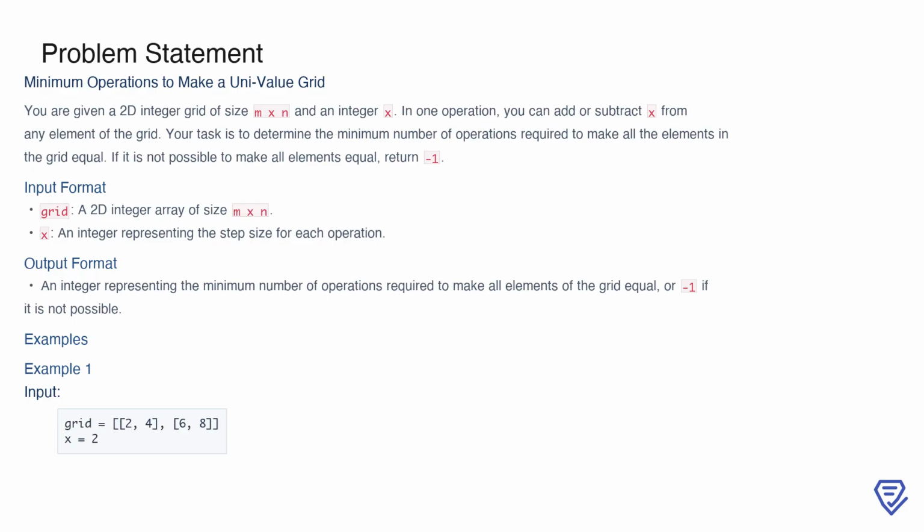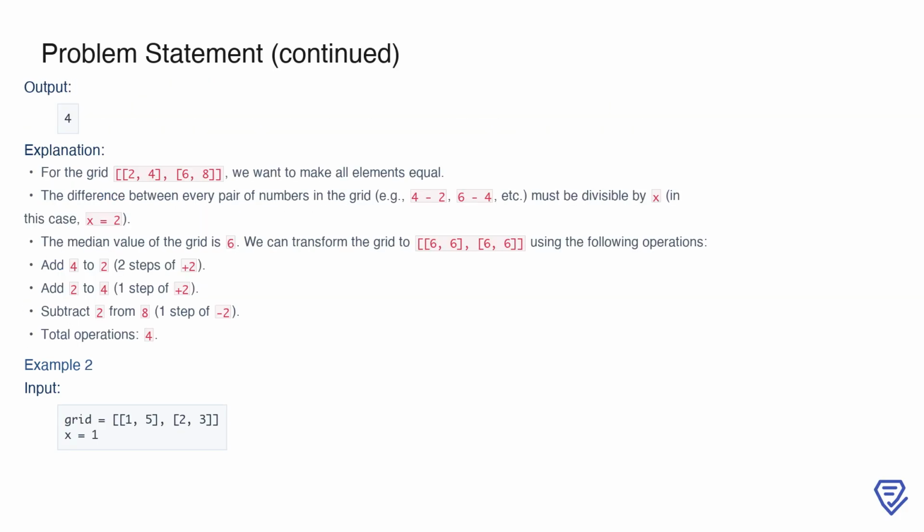For the input format, the grid is represented as a 2D integer array, and x is specified as an integer. The output should be a single integer, either the minimum number of operations required or -1 if it's not feasible to achieve the goal. Let's look at the first example.